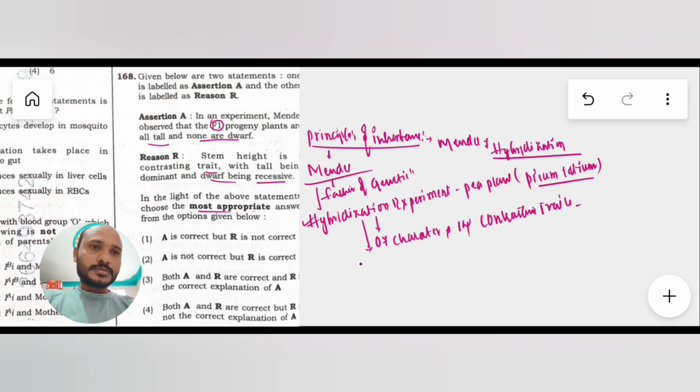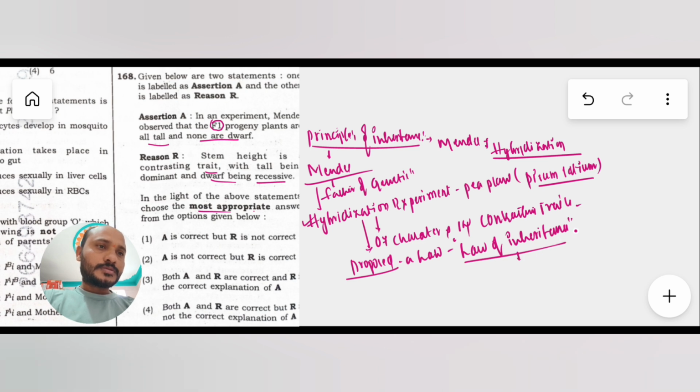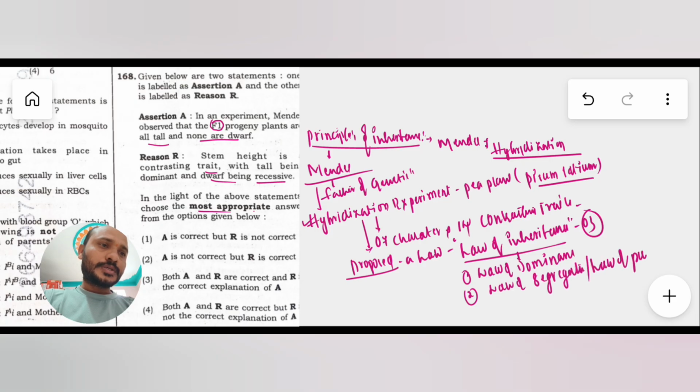By doing hybridization experiments on the pea plant, he proposed a law or theory: the laws of inheritance. He proposed 3 laws of inheritance. The first is the law of dominance, the second is the law of segregation, also called the law of purity, and he also proposed the law of independent assortment. So there are 3 laws proposed.